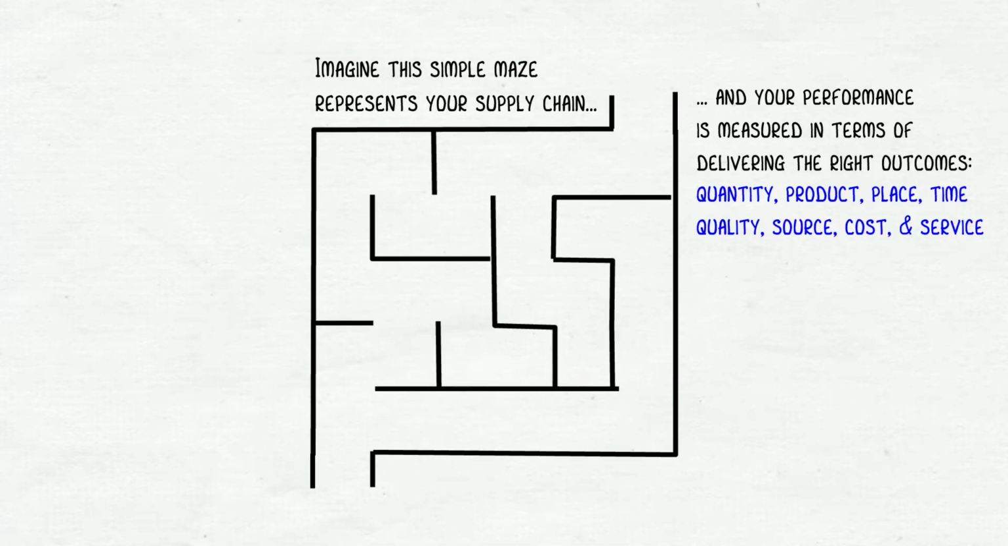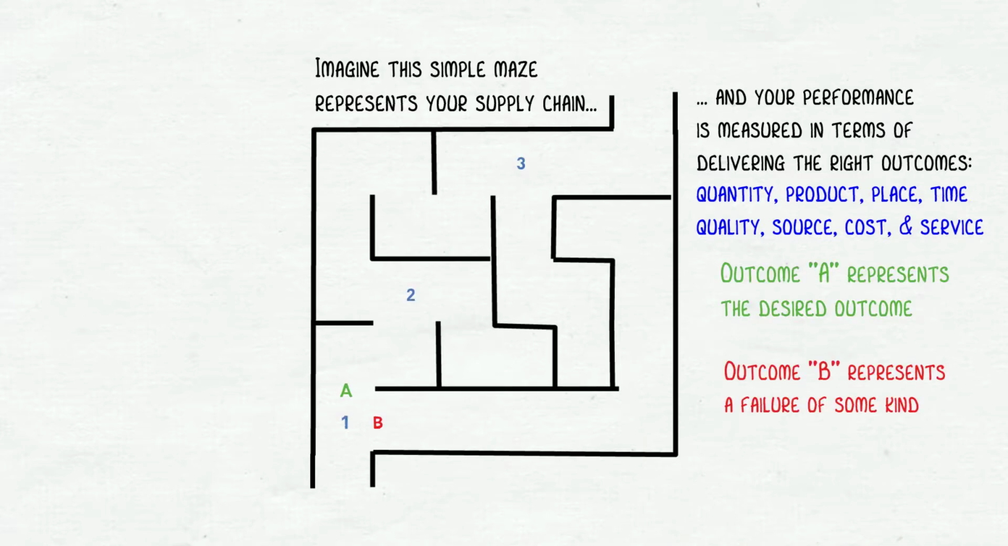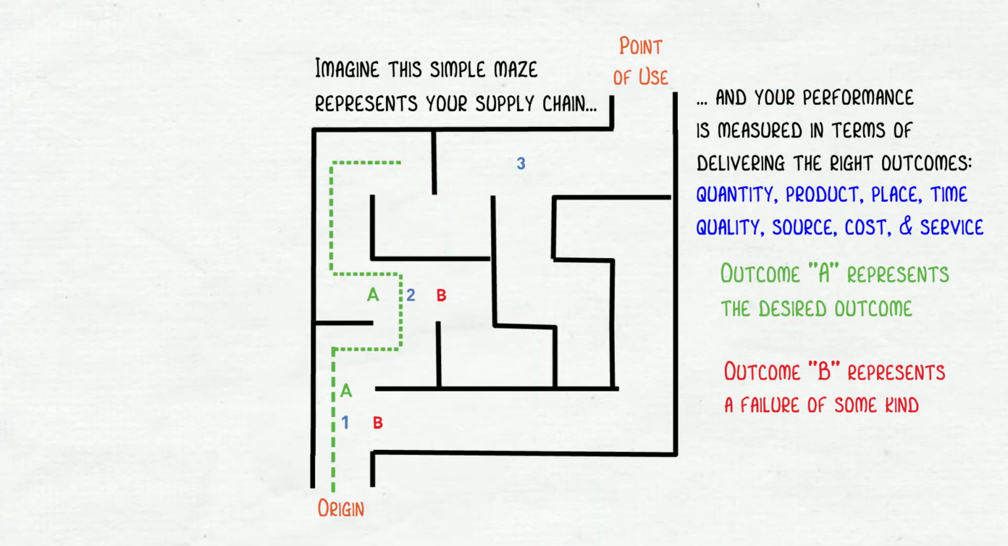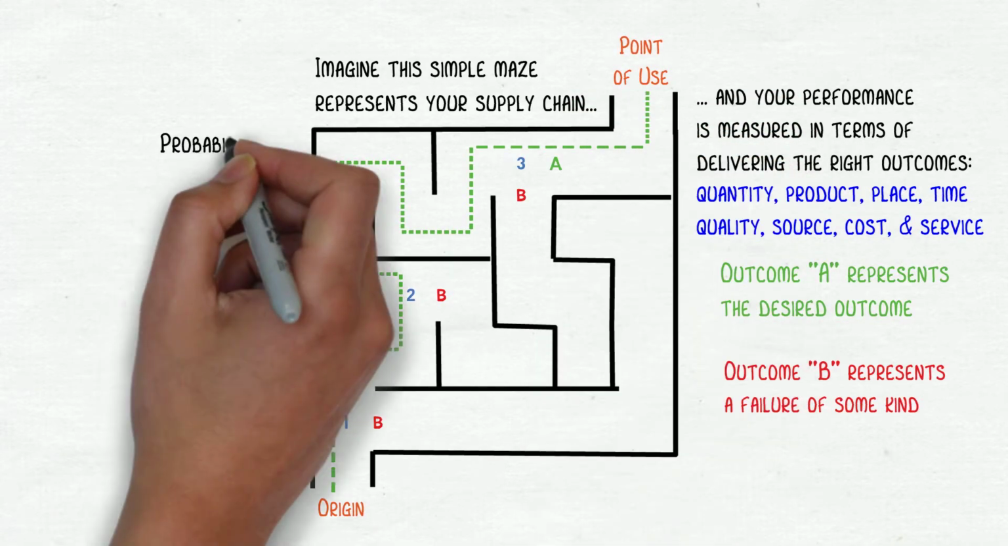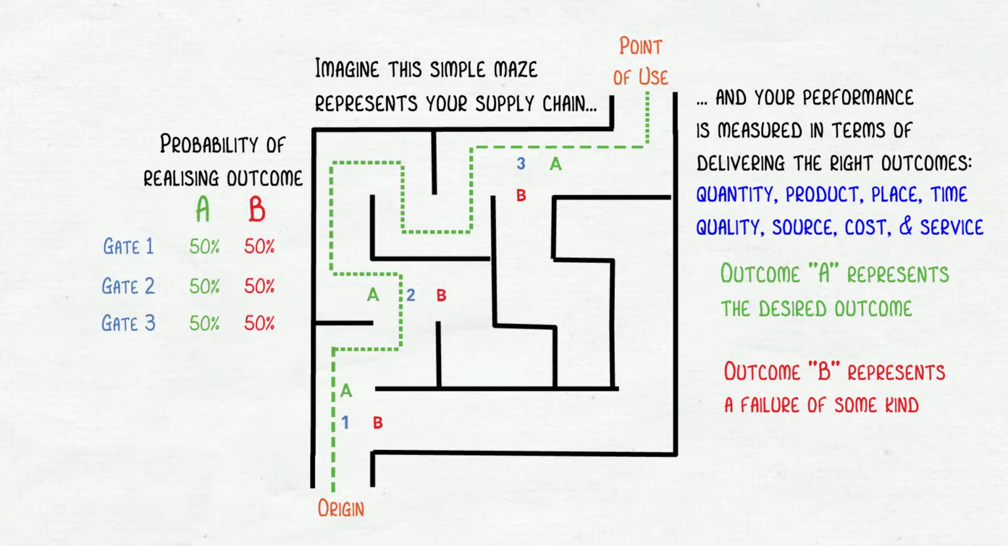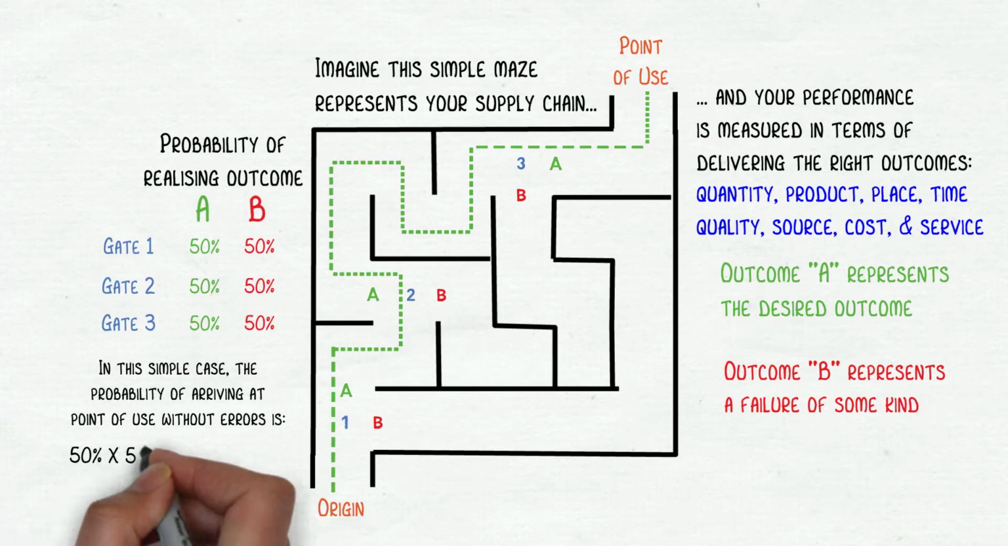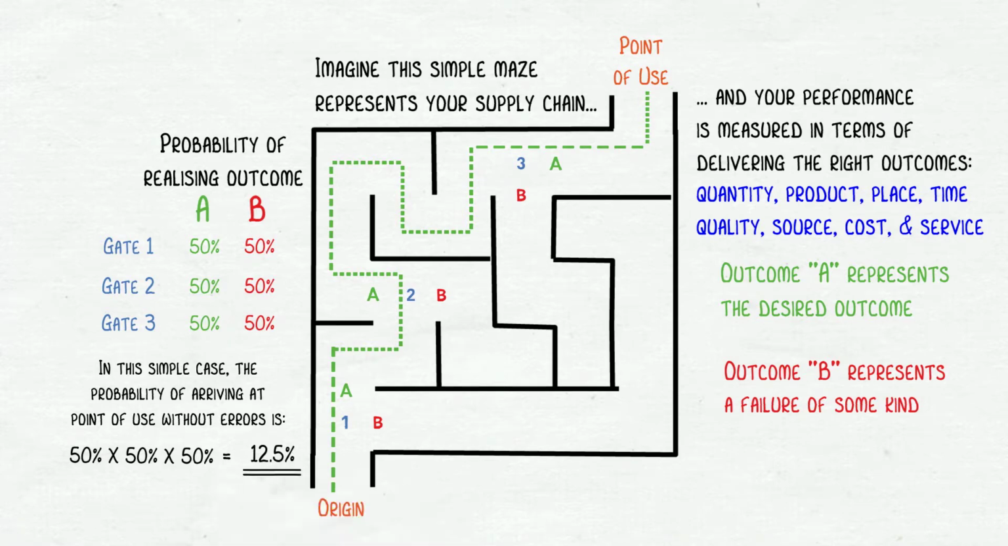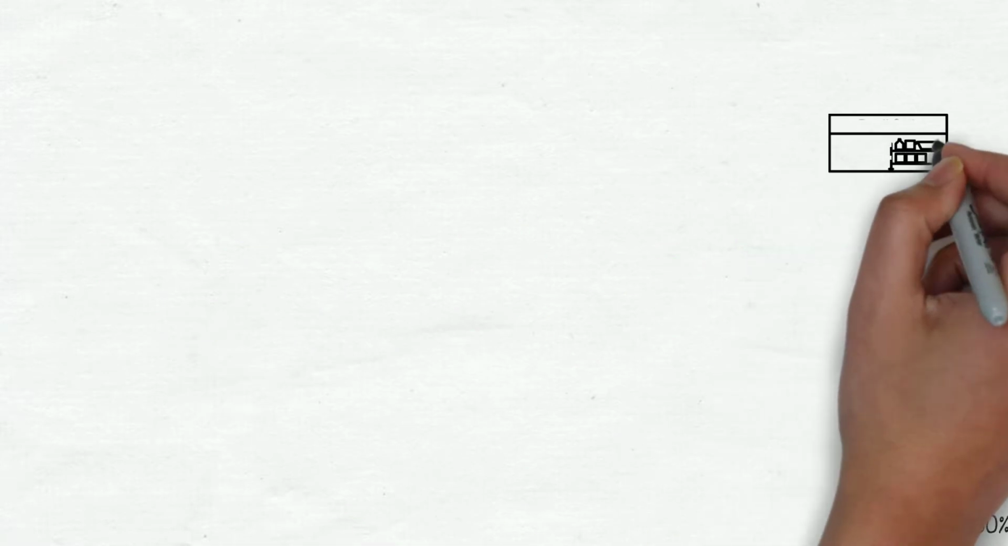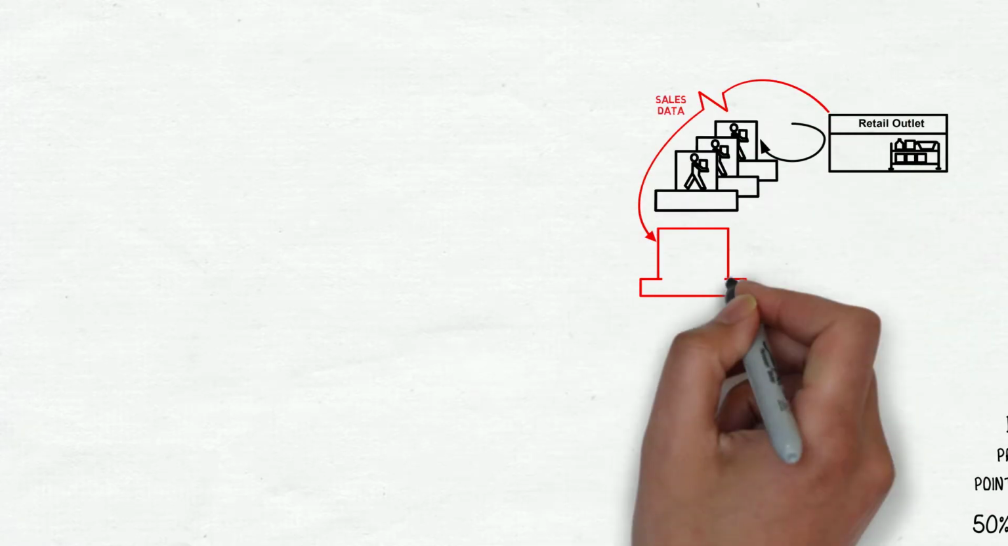The simple analogy of a maze with only three binary decision gates graphically illustrates just how easy it is for a supply chain to fall over. It's not hard to imagine that as a supply chain lengthens and becomes more complex, with more interfaces and decision points, the odds of the system delivering the right products in the right quantities to the right standards, on time and in full, become longer and longer.